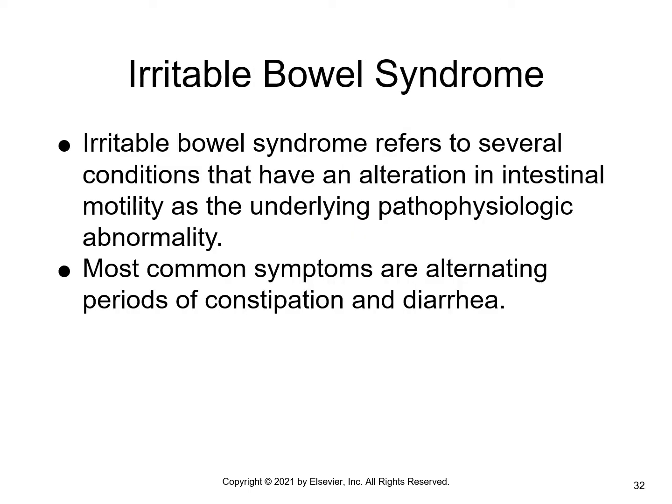Next is irritable bowel syndrome. Irritable bowel syndrome refers to several conditions, so it's kind of an umbrella term, but what most of these patients have in common is that they have disruptions of their bowel habits, ranging from diarrhea with increased motility, or lots of movement, to chronic constipation. And they do think that there's an underlying pathophysiologic abnormality that causes this.